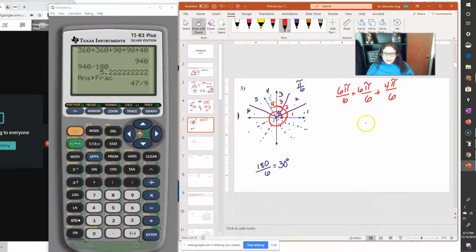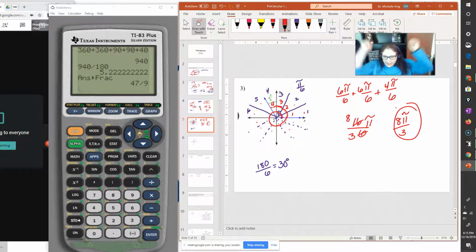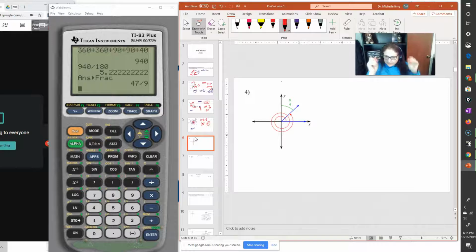Now, these are just fractions. Pretend the pi is an x. You don't do anything with the pi, you just add. 6 plus 4 is 10. 10 plus 6 is 16. 16 over 6. You can reduce the fraction. 2 goes into each of these. So we know our answer is 8 pi over 3. Is that what I got when I did it before? Yay! It is. Okay. One more of the ones with the circle.